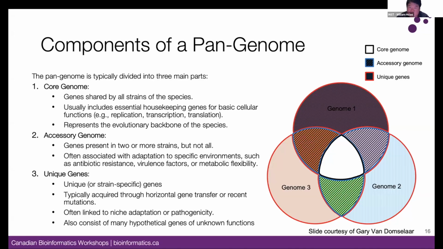Then the last class is the unique genes. These are strain-specific genes, and they're typically acquired through horizontal gene transfer or more recent mutations, and often linked to niche adaptations or, in some cases, to pathogenicity. They also consist of many hypothetical genes of no known functions.